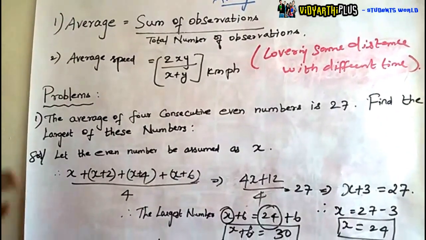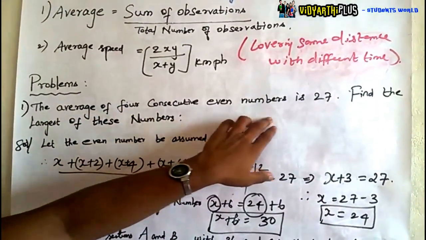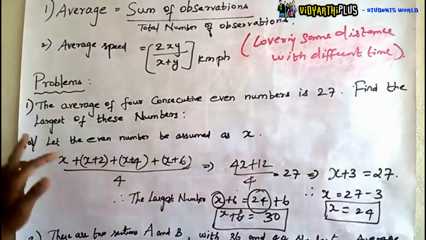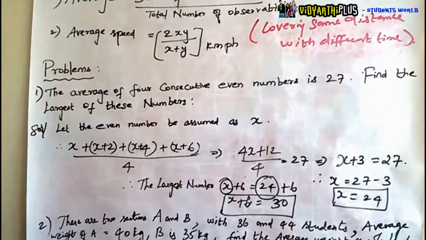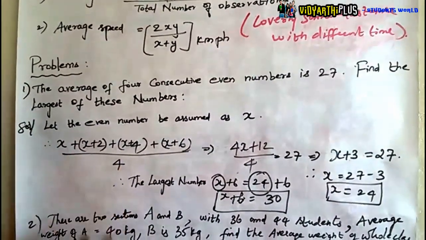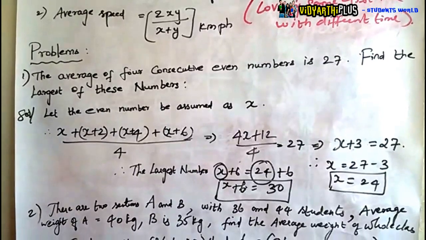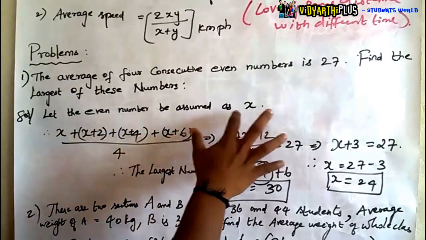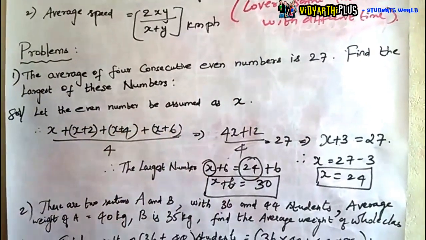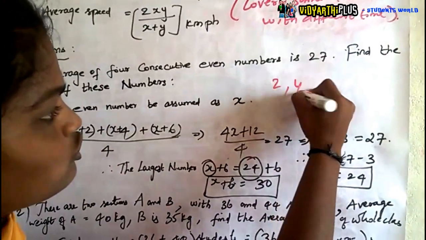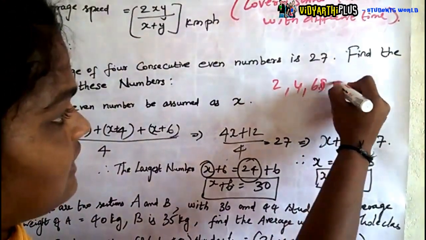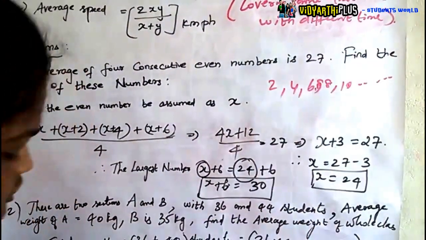Now we are going to see the first problem. The average of 4 consecutive even numbers is 27. Find the largest of these numbers. For finding the answer, first we have to assume the number. Let the even number be assumed as x. As we all know, even numbers increase by 2: 2, 4, 6, 8, 10 and so on.